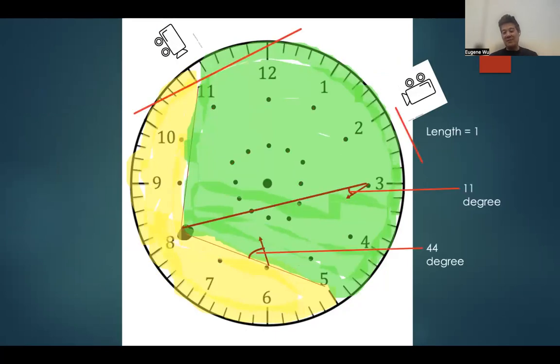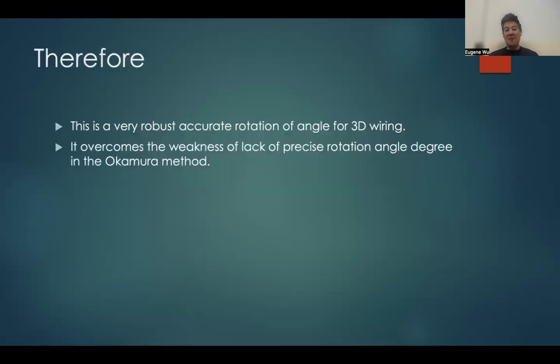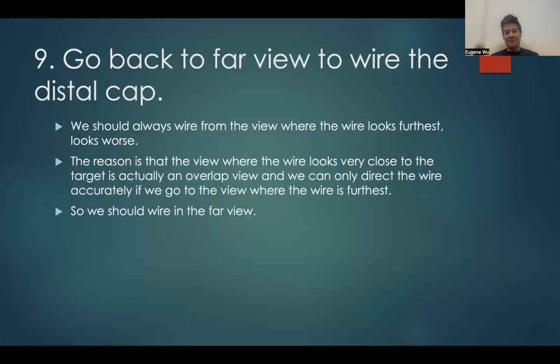And you can do the same things. And in the equal distance line is 44 degrees. In this, where the distance is 1 in camera 2 and 4 in camera 11, it is 11 degrees, and so on and so forth. I've done this in many, many models, and every time it works. This is very robust. Therefore, this is a very robust, accurate rotation of angle for 3D wiring, and it overcomes the weakness of lack of precise rotation angle in the Okamura method.